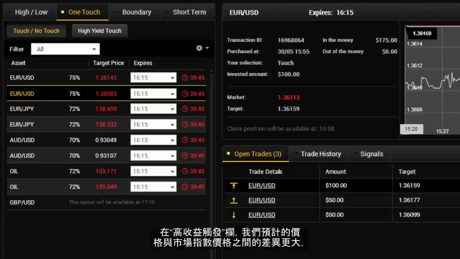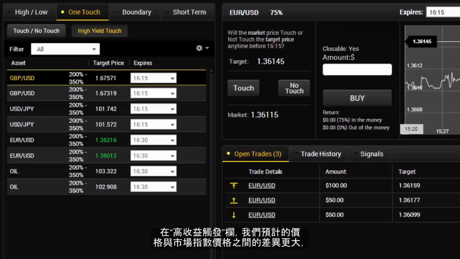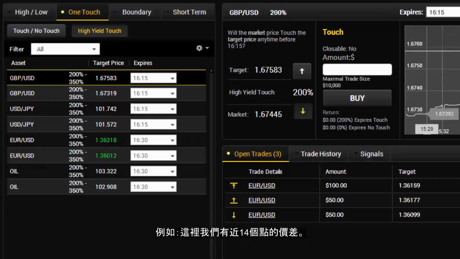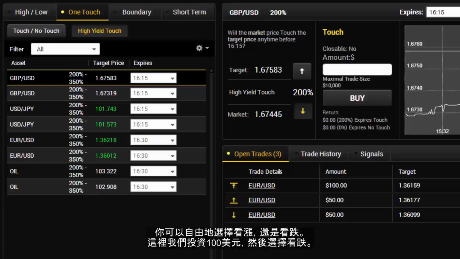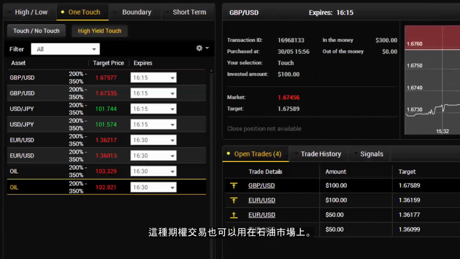In High Yield Touch section, the difference between our estimated price and the market index price is much greater. For instance, here we have an almost 14 pip gap. The expiry time can be set too, and again you are free to choose whether it is going up or down. Here we invest $100 and choose the lower price.